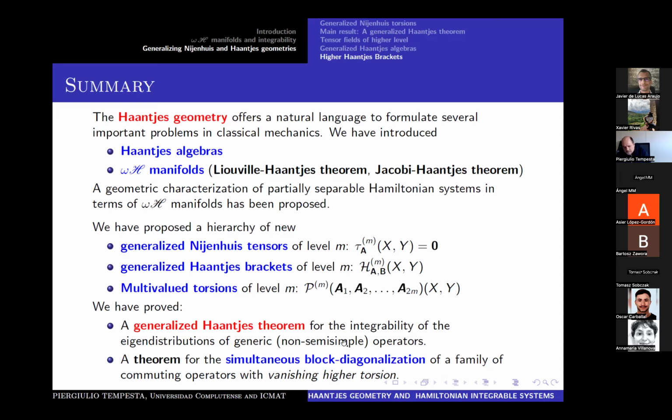Then these infinitely many new sufficient conditions provided by this generalized Haantjes theorem are indeed the a priori conditions that do not require the study of the spectral properties of the operator. And then again, the possibility inside this generalized geometry to diagonalize simultaneously families of operators.